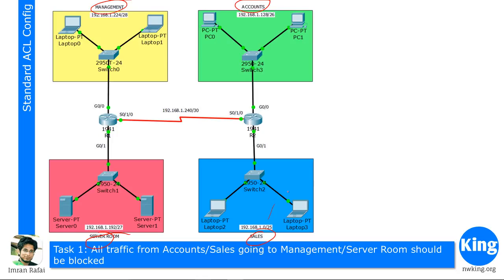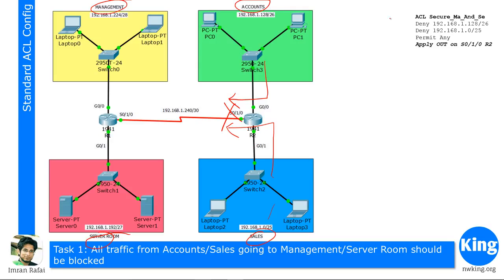First task: all traffic from accounts or sales, that means from this part, going to management or the server room must be blocked. So this traffic coming in from here and going here, and this traffic coming in and going here, we need to block. So first, let's create the ACL.